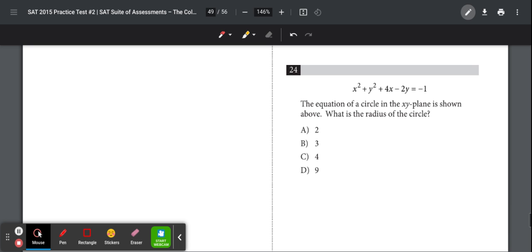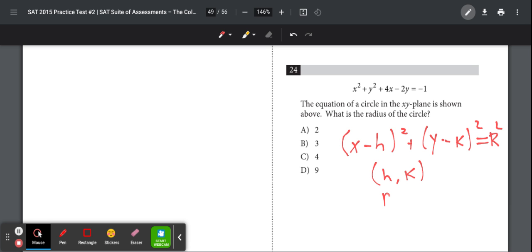Just to review, equation of a circle in standard form looks like that. I'm going to do that a little better. (x minus h) squared plus (y minus k) squared equals r squared. Now, the center of the circle is located at coordinates (h, k), and the radius of the circle is square root of that constant that's on the right of the equation. So as I said, I'm going to work to the left. I'm going to organize my terms.